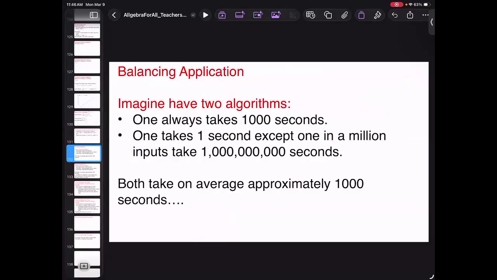So why do I give a? So imagine you have two algorithms. One algorithm always takes 1,000 seconds. How long will it take to run? Yeah, this is just who's awake, right? It's 1,000 seconds, right? The other one takes 1 second, except 1 in a million inputs takes 1 billion seconds. Both on average take approximately 1,000 seconds. Which algorithm do you use?